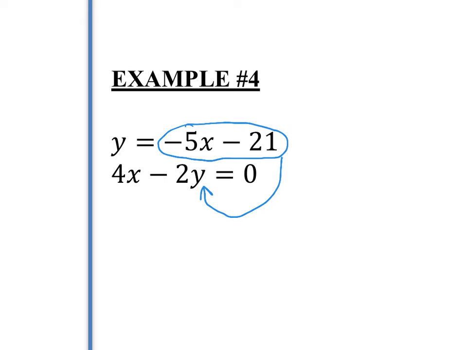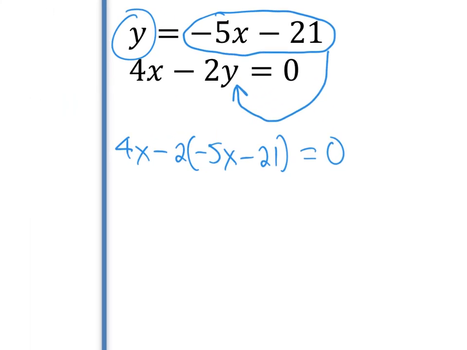Be very careful, too. Sometimes people substitute it in for the wrong variable, and that messes them up. We're plugging in for y. We're not plugging in for x. It's y equals this, not x equals this, okay? It's y equals negative 5x minus 21. So now we have 4x minus 2 times the new y, which is negative 5x minus 21, equals 0.